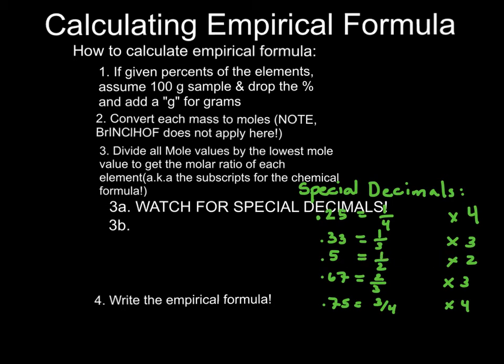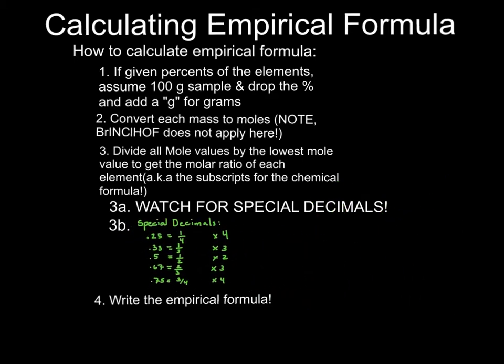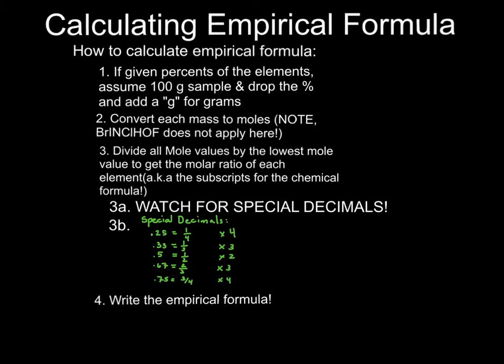You can't have a third or a quarter or a half of an atom in a given compound, so we have to get to a whole number. When we have these special decimals, we have to take that lowest whole number ratio with that special decimal and multiply it by a factor, that's all. Okay, lastly, we write the final empirical formula. So I know these rules are a little confusing. Let's walk through them in an example.